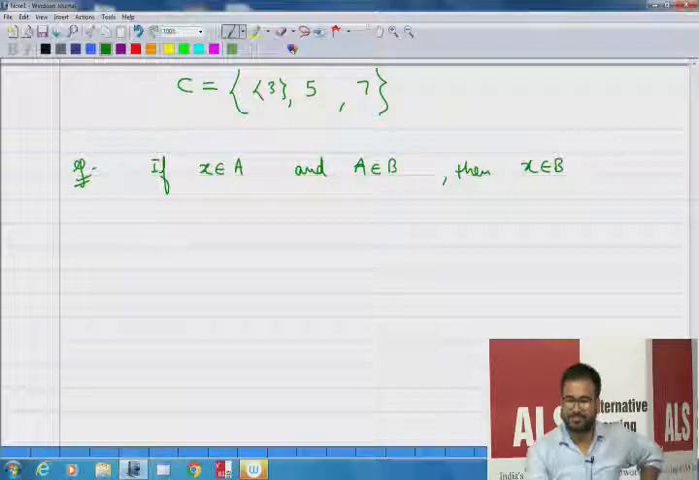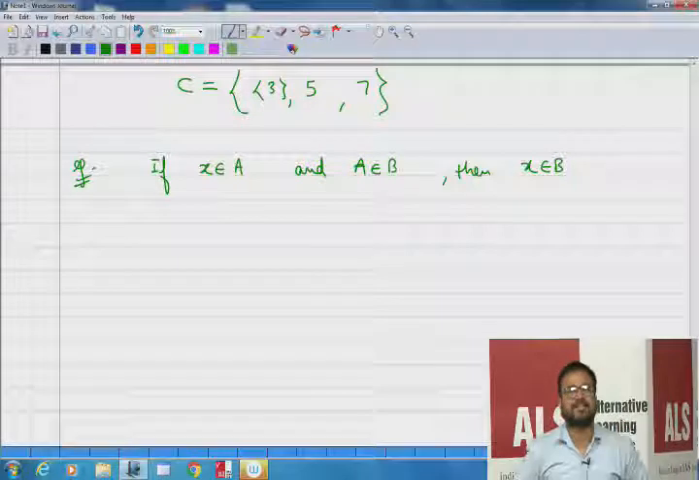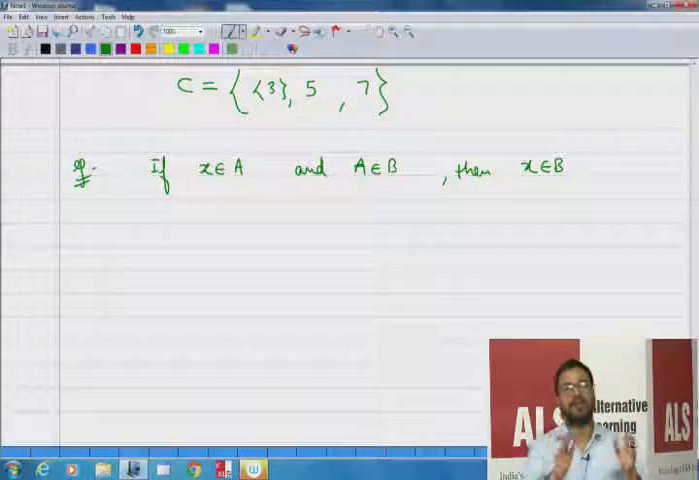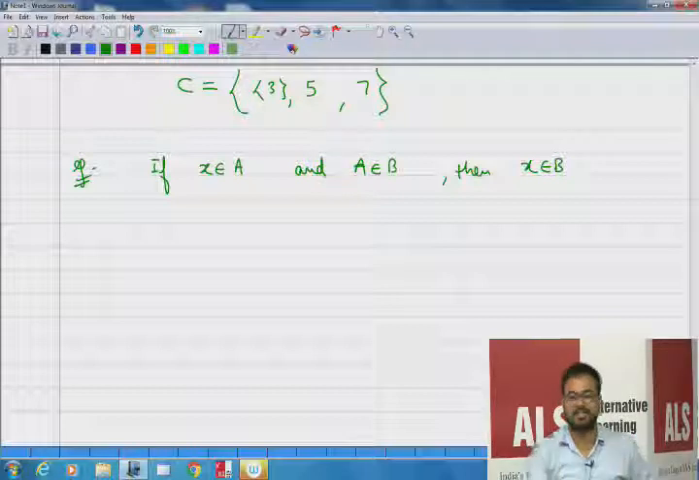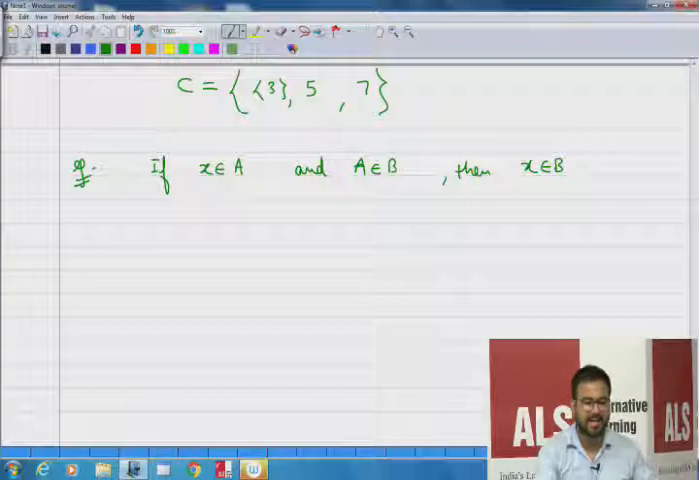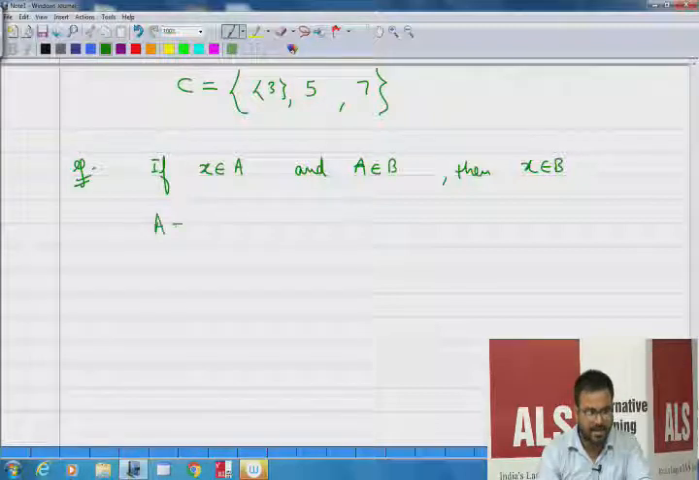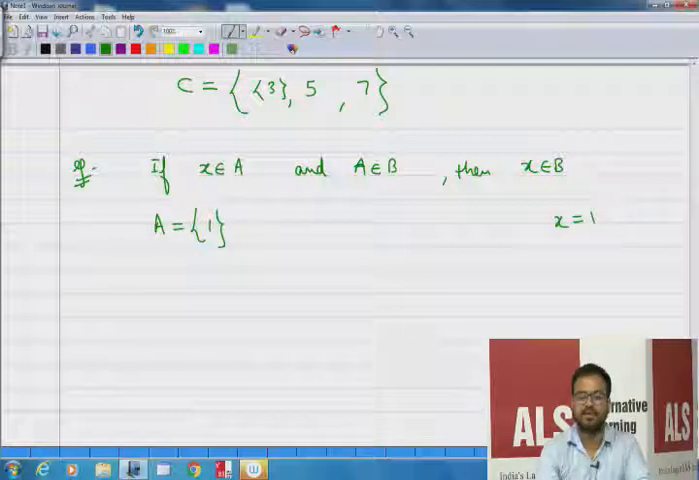Okay. So आपको strategy क्या होनी चाहिए? You have to take it like we will try to prove this statement as false, if possible. If we can't prove it, then it is true, otherwise it is false. So X is an element of A. So you can take A as 1, right? So it means X is equal to 1. Since X is an element of A, X is equal to 1.